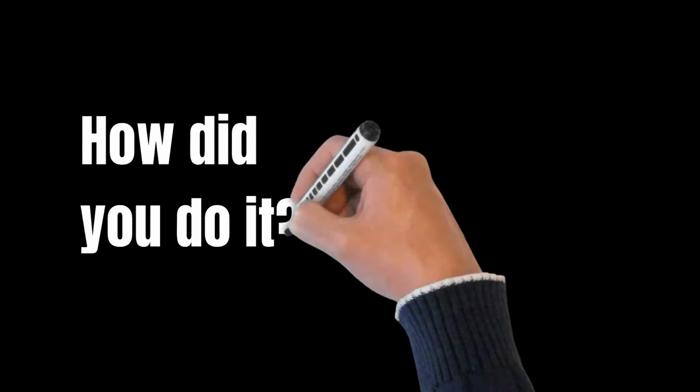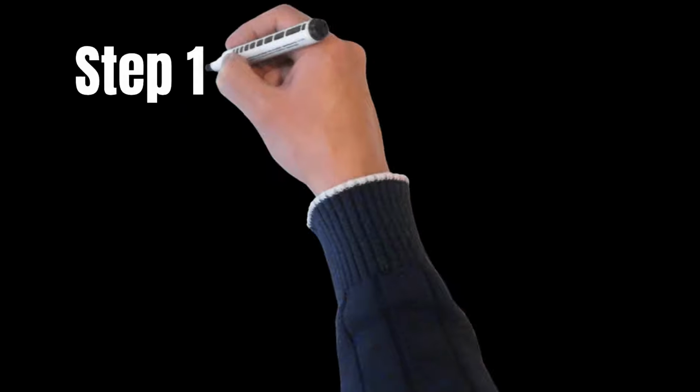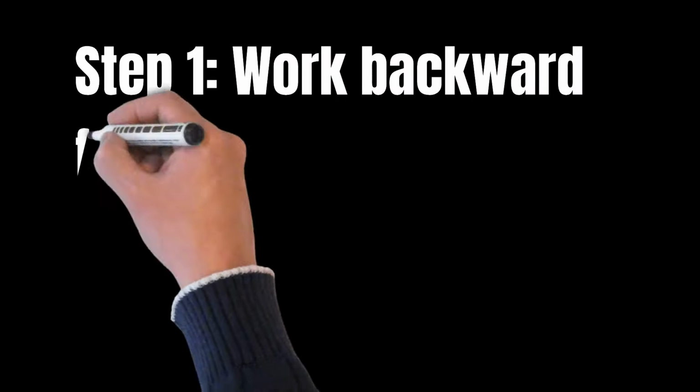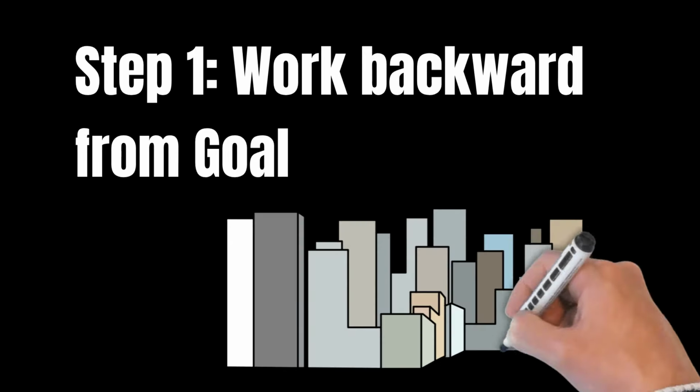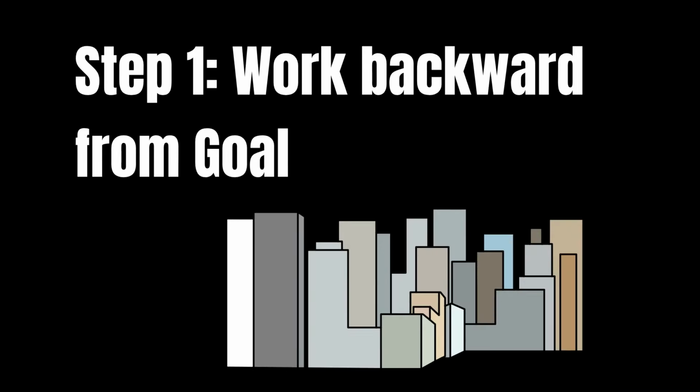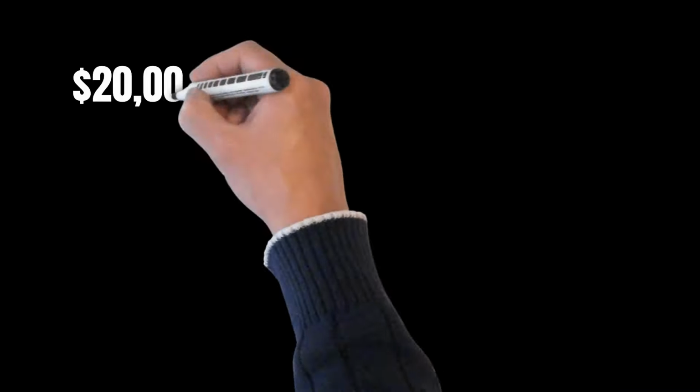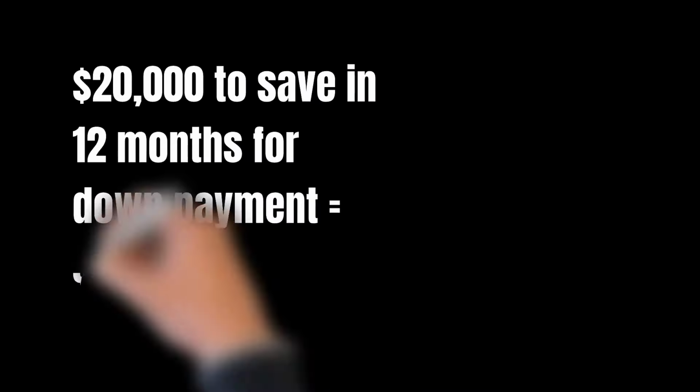So how did you do it? My answer is in two steps. Step 1, develop a time frame and target. For example, I want to buy a house or property in 12 months. And I need another $20,000 for the down payment.